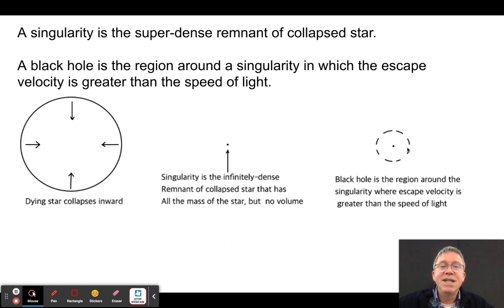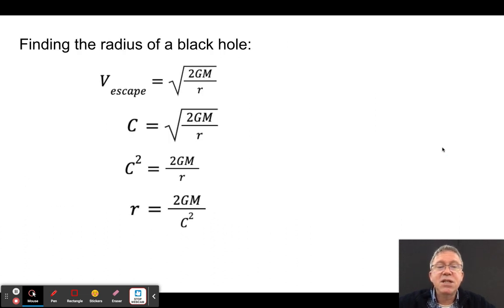That's pretty wild. Now I love the name for this. We call this boundary where the escape velocity reaches the speed of light the event horizon. Events on this side can be known to the universe. Events on this side, we don't know what happens there. So let's see how we find the event horizon of a black hole.